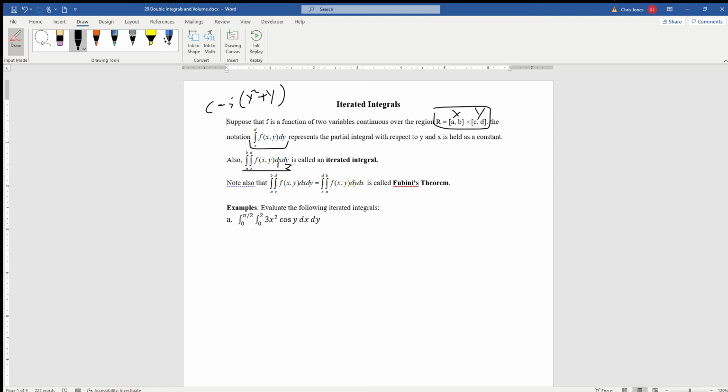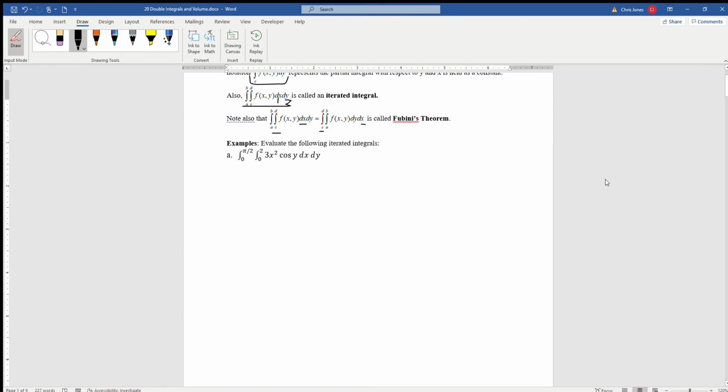So notice right here we have c to d dx as the first operand and a to b dx as the second operand, and that's called Fubini's theorem. So we're just going to take a look at how to mechanically operate on these double integrals to start with, and then we're going to use the midpoint rule to approximate these values. So a really basic example, this 0 to pi halves, 0 to 2, 3x squared cos y dy dx.